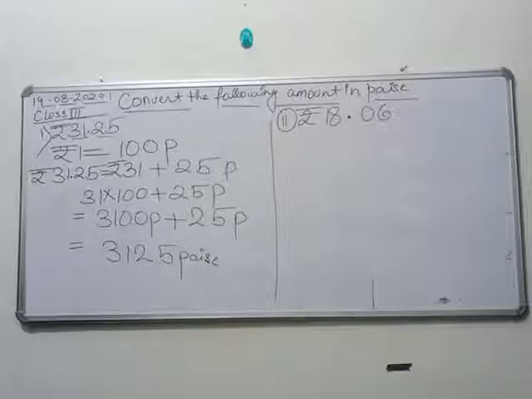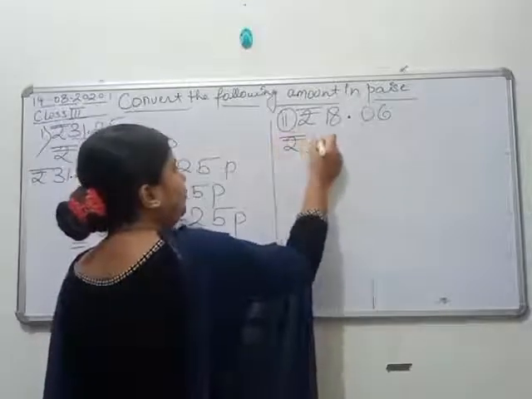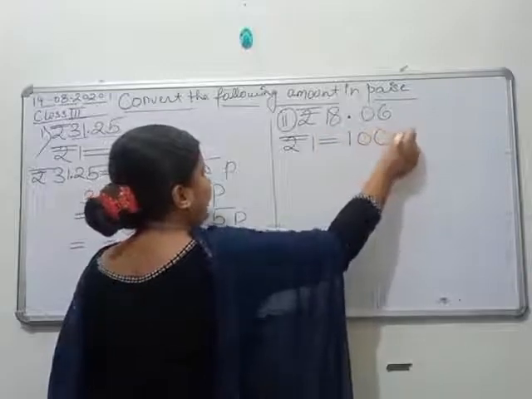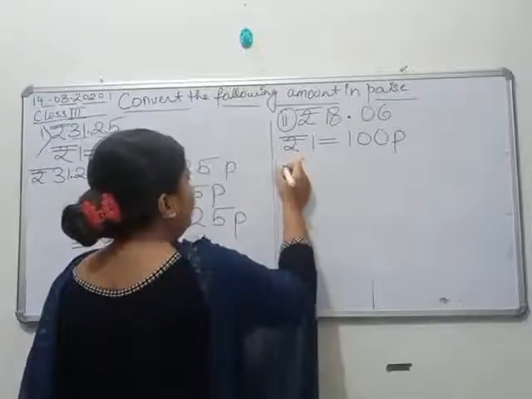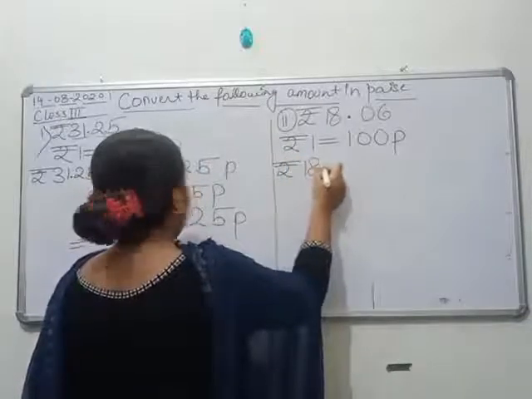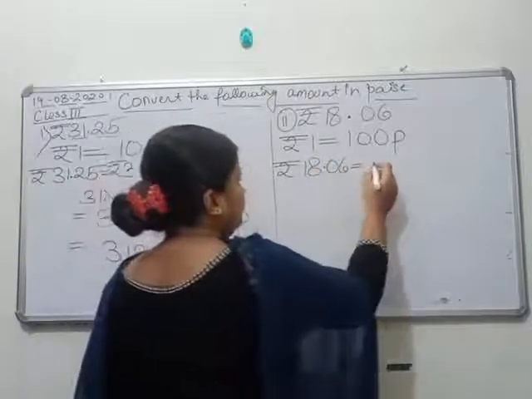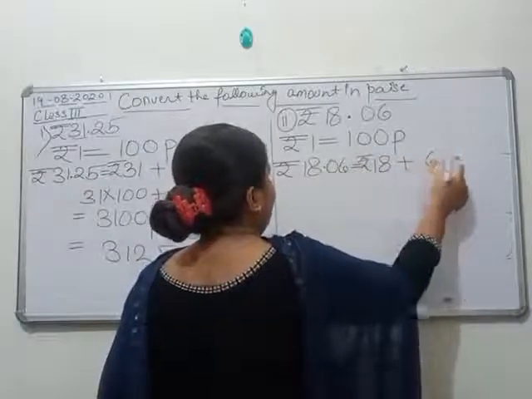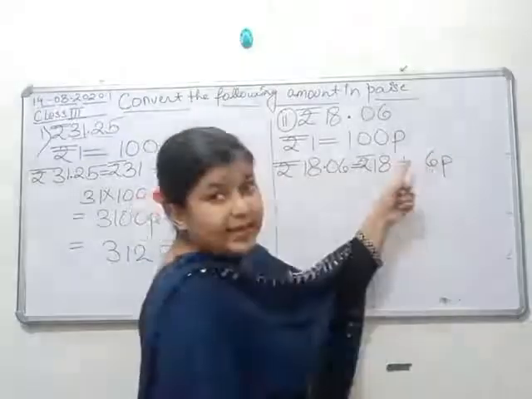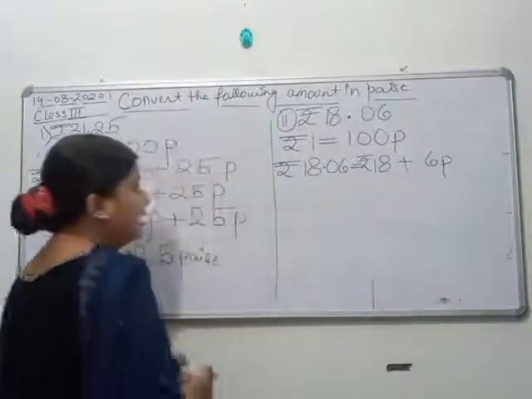Okay, let us do 18 rupees and 6 paisa. So first statement we will write: rupees 1 equals to 100 paisa. Now 18 rupees 6 paisa equals to 18 rupees plus 6 paisa. Mind it, a lot of children write this as 60 paisa, but this is 6 paisa only.